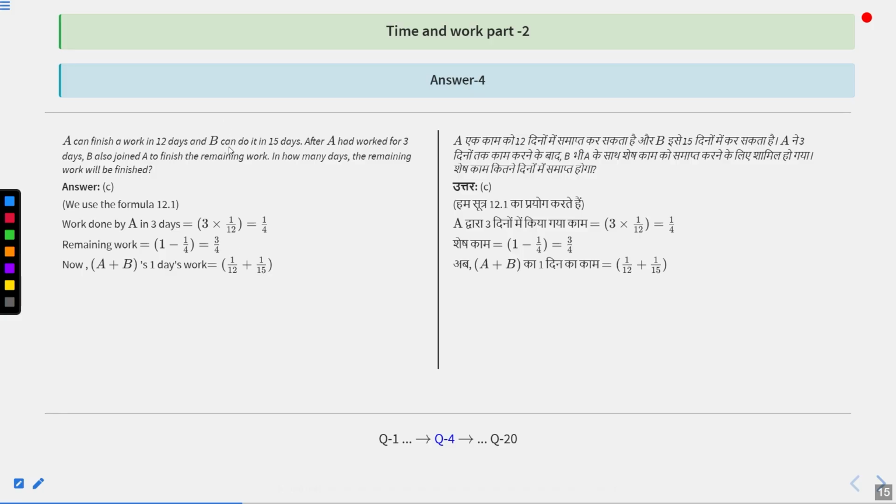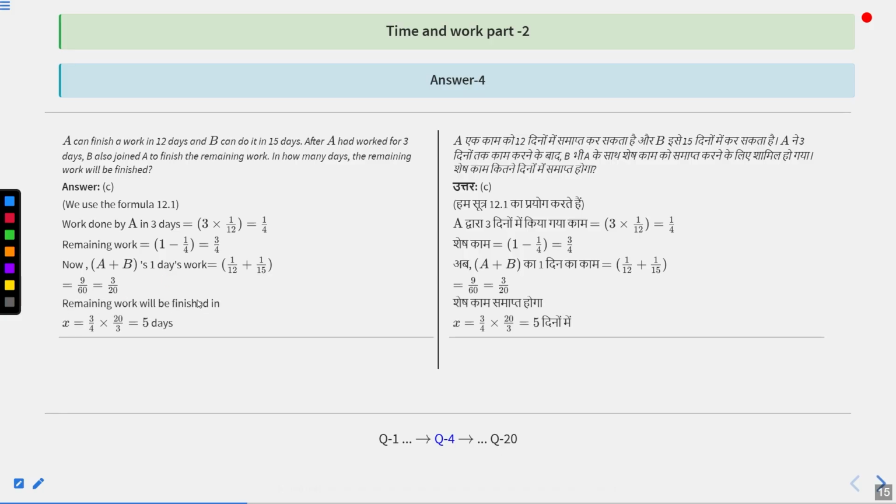And B can do the work in 15 days. Clear? So the 1 day work of A and B together will become 1 by 12 plus 1 by 15. When we calculate it, we get 3 by 20. Clear? So the remaining work will be finished by A and B together. So 3 by 4 multiplying by 20 by 3, which is 5 days.